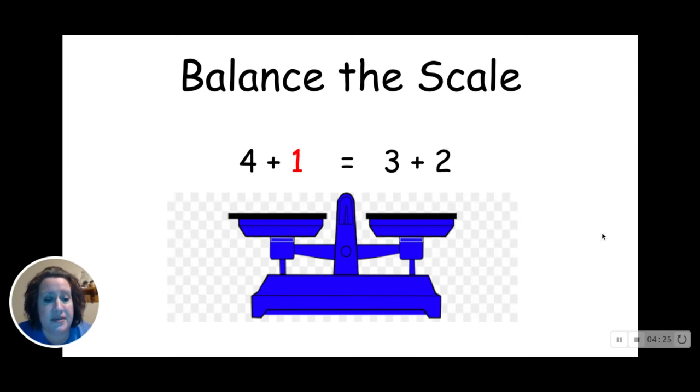1. 4 plus 1 equals 5. So 4 plus 1 equals 3 plus 2. They both equal the same amount, so they are equal. Those addition facts are equal.